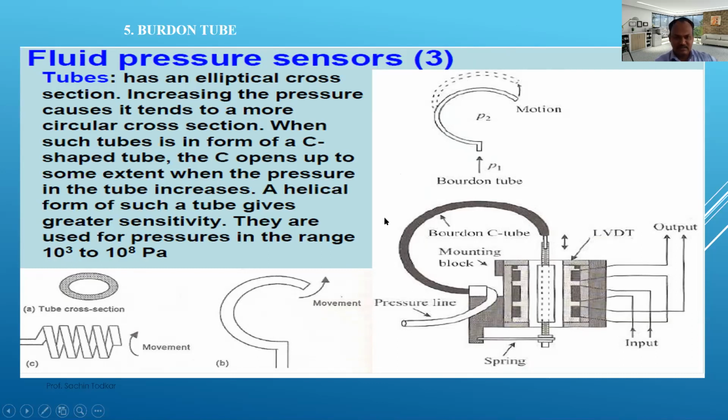If it is of the helical type, then it will have more movement and it will give you an accurate reading. They are used for pressures in the range of 10⁻³ to 10⁻⁸ Pascals. And you can see here an LVDT has been connected with this to sense its displacement. So it will again be helpful for calculating your pressure.